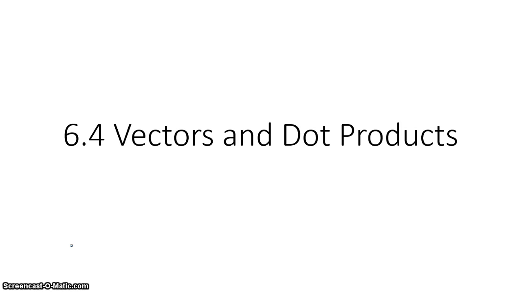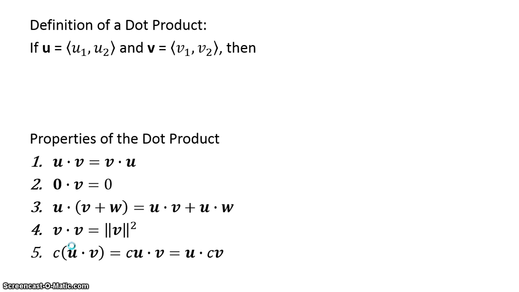Okay, for 6.4, we are continuing to look at vectors, and we're going to look at their dot products, which is another operation you can do with them. Your definition of a dot product: if you have vector u, where your horizontal component is u1, vertical component is u2, and vector v with v1 and v2, then u times v, or u dot v, my dot product, is going to be multiplying u1 and v1, multiplying u2 and v2, and adding those. So your dot product will actually just give you a number, a coefficient, no vector or anything like that.